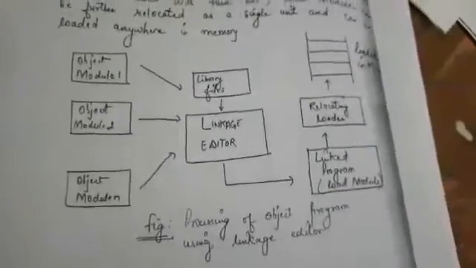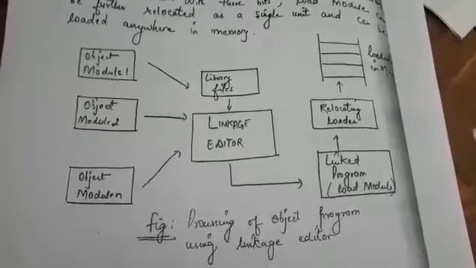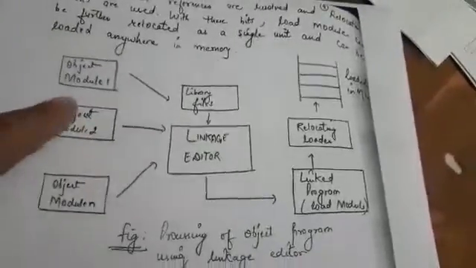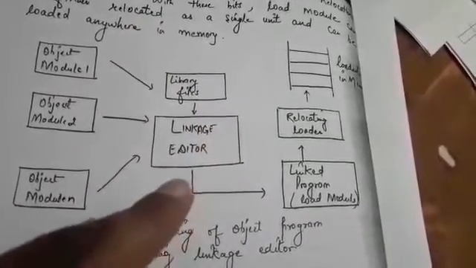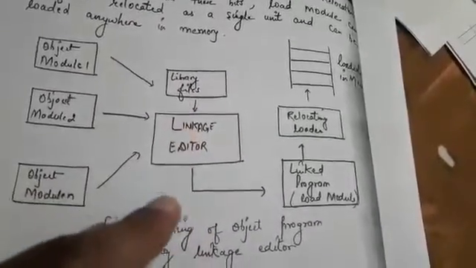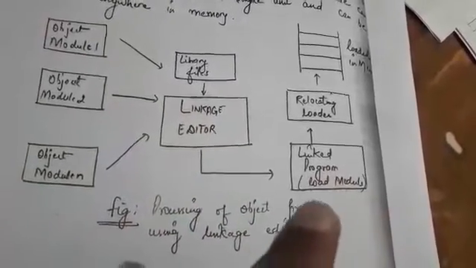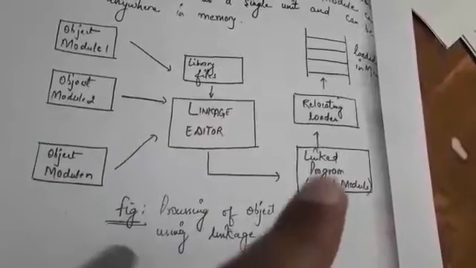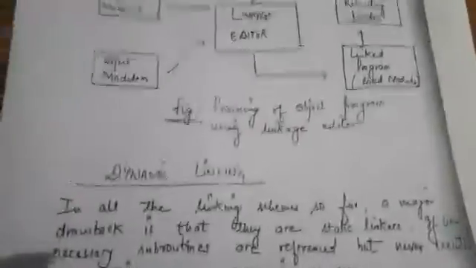This is the general diagram of the linkage editor. These are the different object modules, like 1, 2, 1, 2 and 3. These are the library files. This is the linkage editor. The linkage editor converts all the modules into the linked program to be loaded into the main memory using a relocating loader.